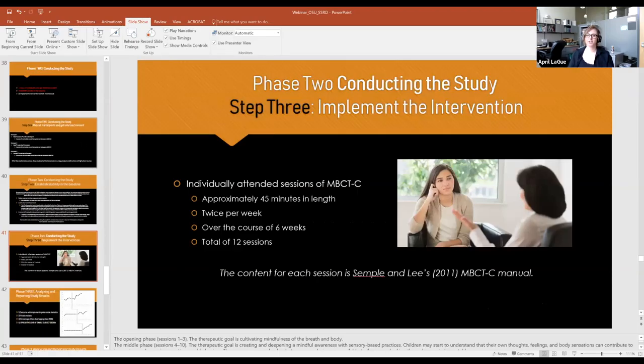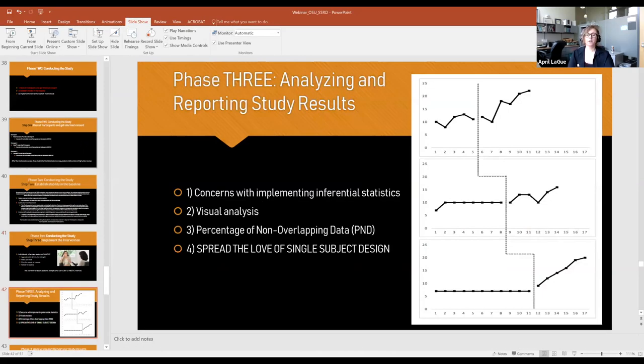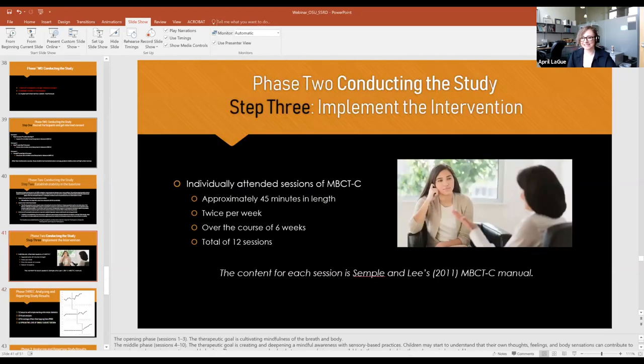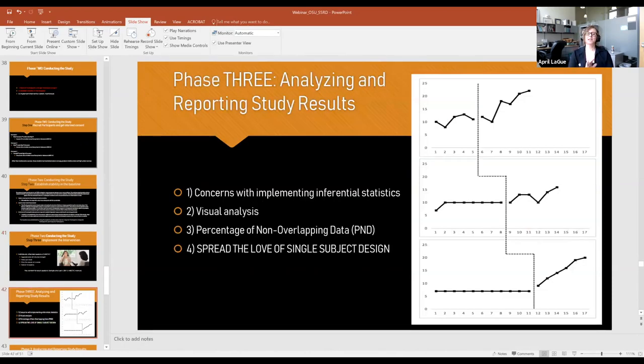Okay, so step three, implementing the intervention. Again, remember, we're using a manualized approach to handle some of those threats to validity. It can be replicated within our field. And let me go back to this. In real life, this is doable. This is doable for a counselor. This is a session of counseling. This is a session at a school. So again, applicable, realistic, doable. And that's important for our students to know. Okay, any questions about phase two, implementing? All right, let's just keep moving forward then.